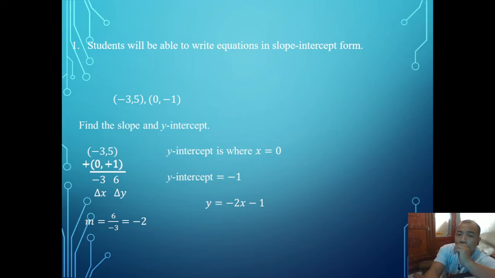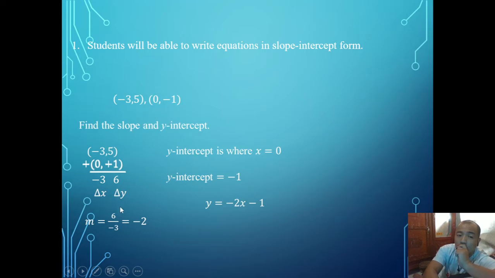Okay, this time find the slope and y-intercept given 2 points. The line passes through negative 3, 5 and 0, negative 1. Find the slope and y-intercept. Okay, we've already found the y-intercept, 0, negative 1. Negative 1 is the y-intercept. To find the slope, we use the formula.